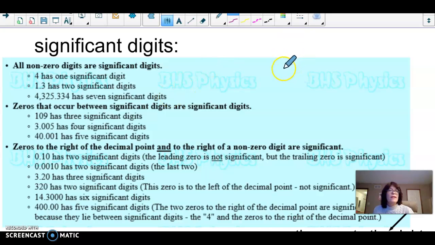Okay, I gave you this list of significant digits. You can find it online. This actually isn't in your book. They give you a little description in your book, but I didn't feel like it was enough.